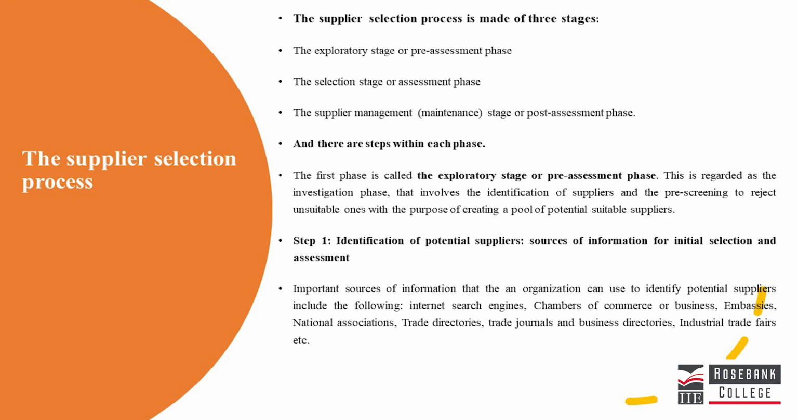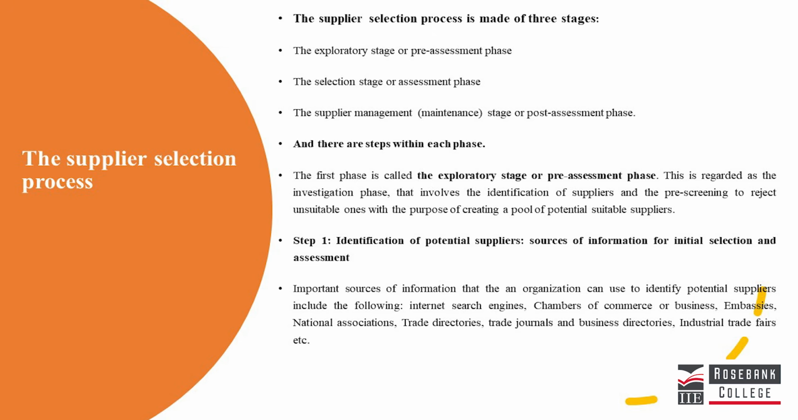So step 1 of the exploratory phase is the identification of potential suppliers, where we use sources of information for initial selection and assessment. Some of the important sources that we use to find or identify suppliers may include internet search engines, the chambers of commerce or business embassies, trade directories, trade journals and business journals, industry trade fairs.